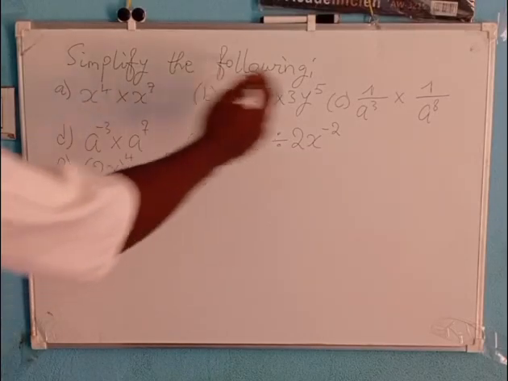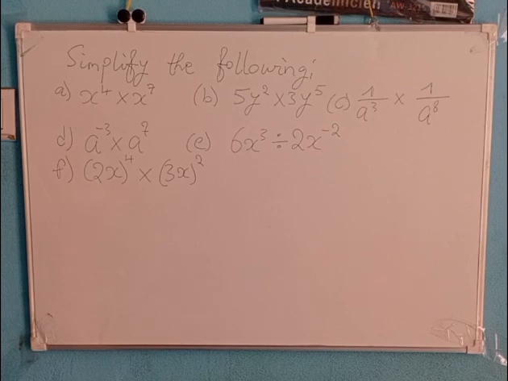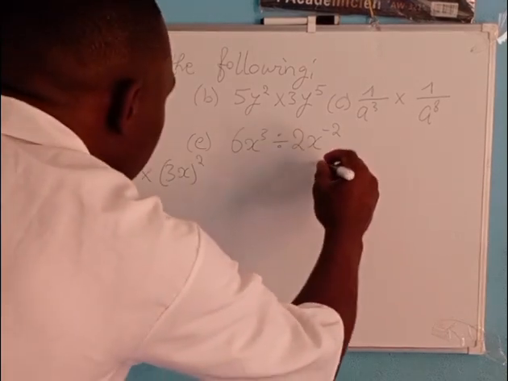We are to simplify the following. First thing, we are going to start by writing down the laws of indices, laws which we are going to make use of. Let's write them by the side.